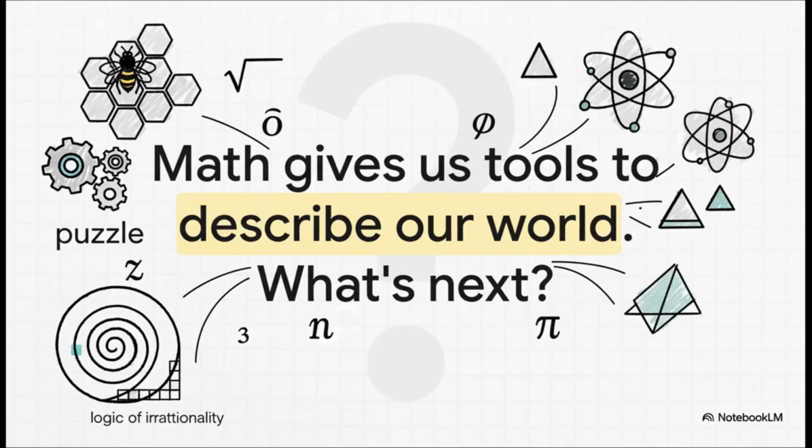So, from an ancient puzzle about bees to the DNA of numbers and the beautiful mind-bending logic of irrationality, we've seen that math is so much more than just calculation. It's a language. It's a way of describing the hidden rules of our universe. It gives us the tools to ask bigger, deeper questions. So I guess the only question left is, what are we going to discover with them next?